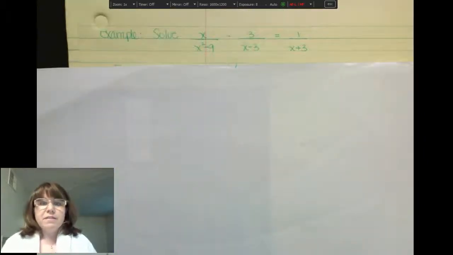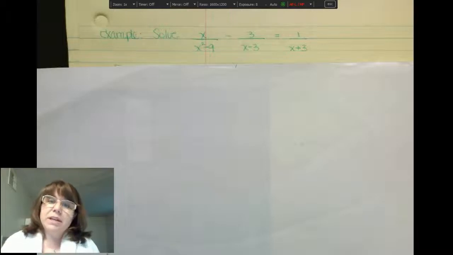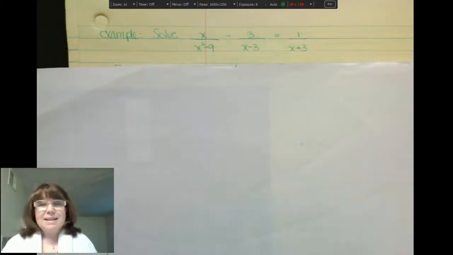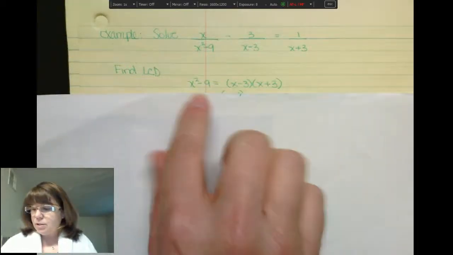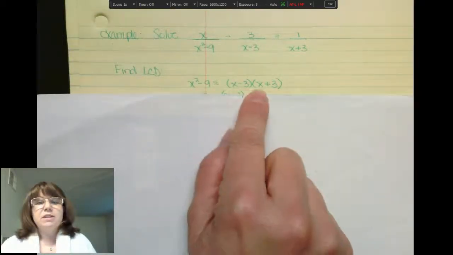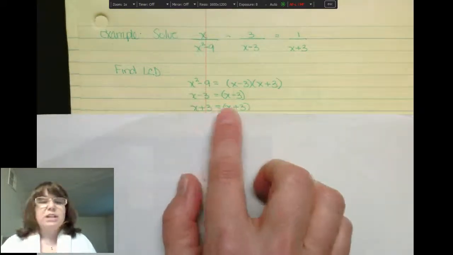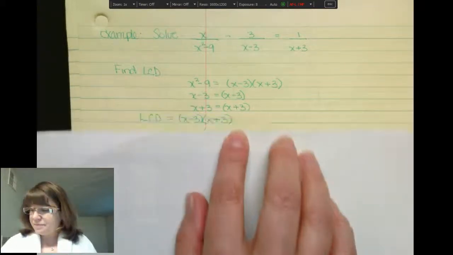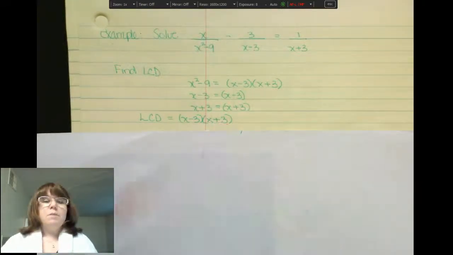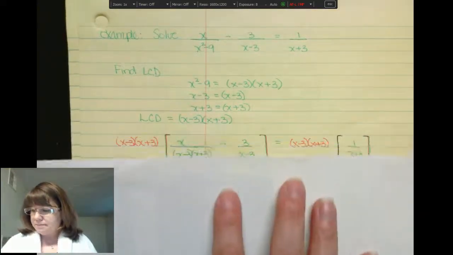All right, let's solve x over x squared minus 9 minus 3 over x minus 3 equals 1 over x plus 3. My LCD is going to break down into x squared minus 9 is x minus 3, x plus 3. Well, x minus 3 is just x minus 3, and x plus 3 is just x plus 3. So my LCD is going to be x minus 3 times x plus 3. I'm going to multiply every term by the x minus 3, x plus 3.